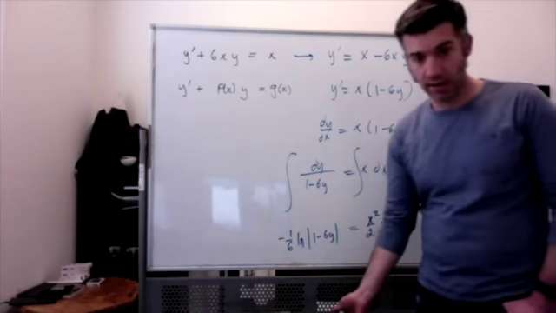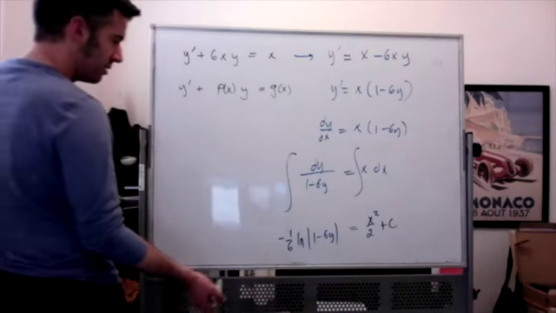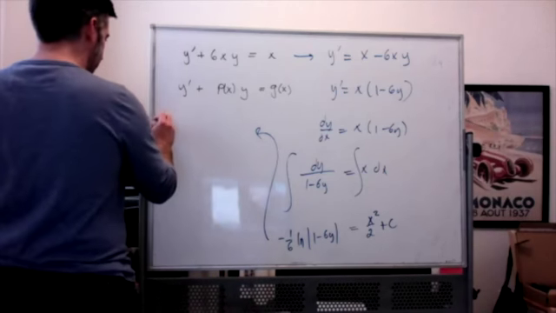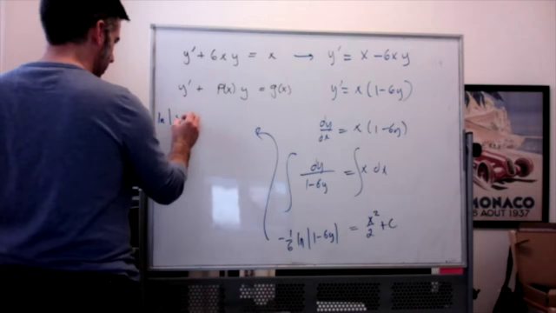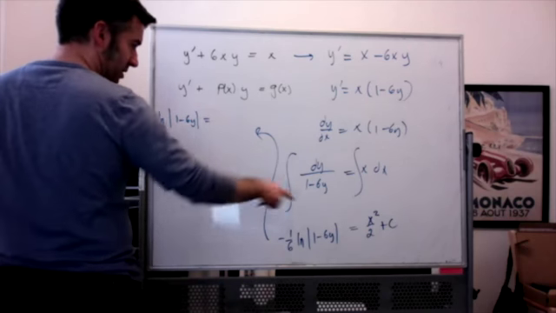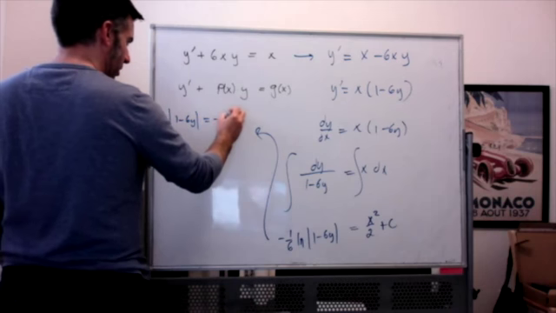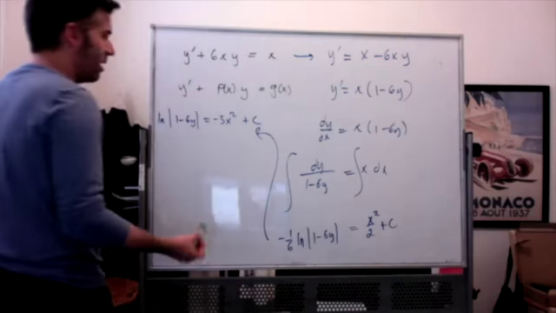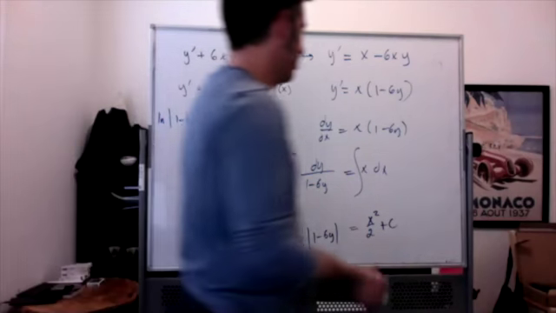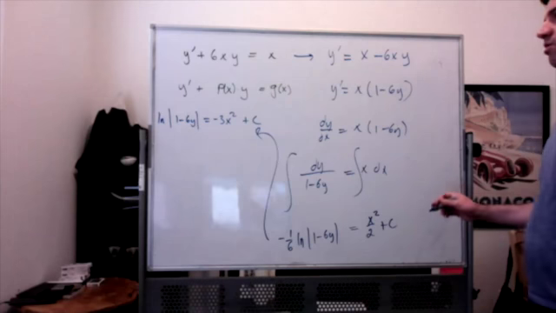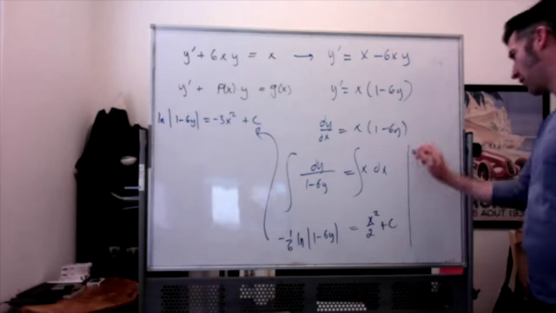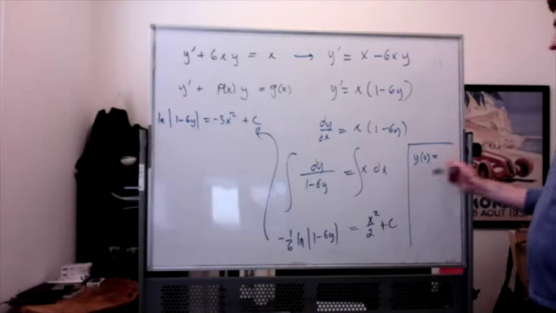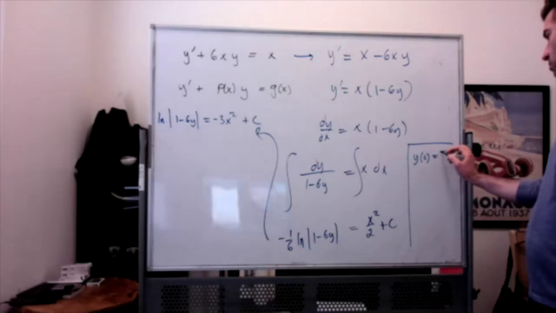And then you can solve for y. Let's see, solving for y, kind of a pain. You would multiply by negative 6, so you get the natural log of the absolute value of 1 minus 6y equals negative 6 times 1/2, which is negative 3x squared plus c, right? Negative 6 times a constant, still a constant. And then let me give us an initial condition as well. Let's say our initial condition is that y of 0 is equal to, I don't know, 7.